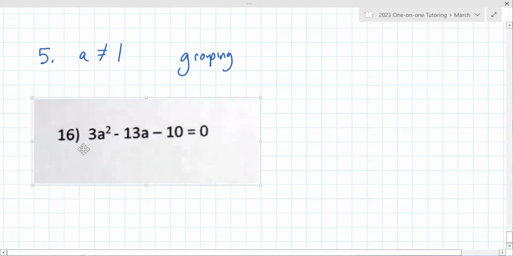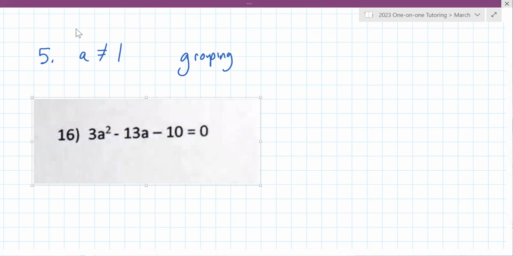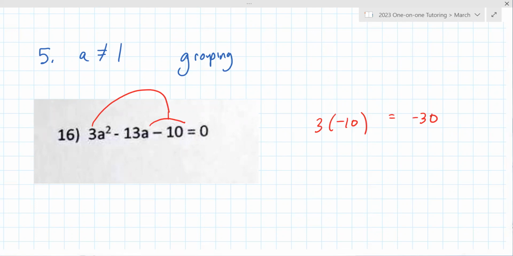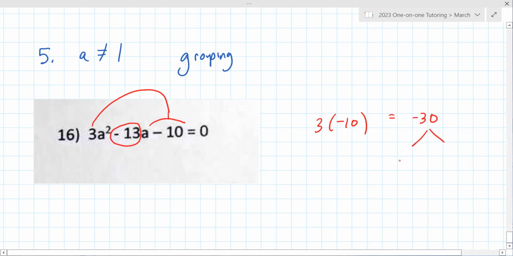Notice this time that the leading term 3 is obviously not 1. So what do you even do here? This time you take the 3 times the negative 10, which is negative 30. Now it's like what we were doing in the last problem. You're looking for 2 numbers that multiply to minus 30 but add now to minus 13. Again, it's easy to get these wrong. It ends up being 2 and negative 15. It's not 10 and 3, because one has to be negative, one has to be positive.